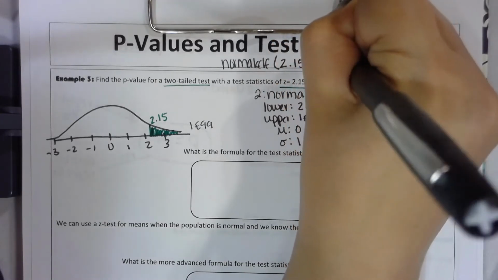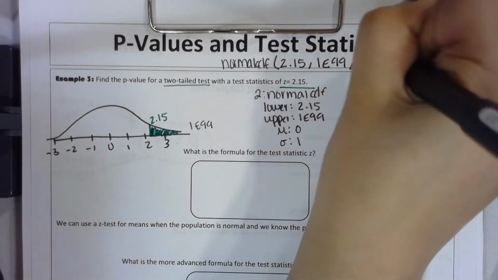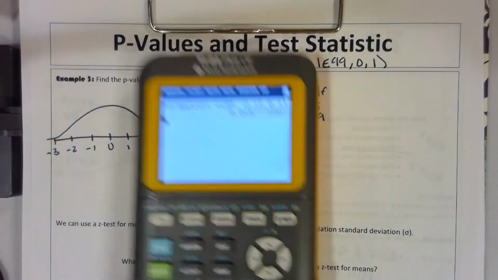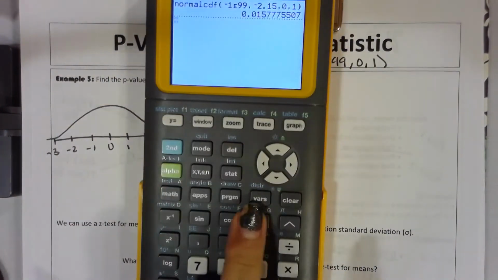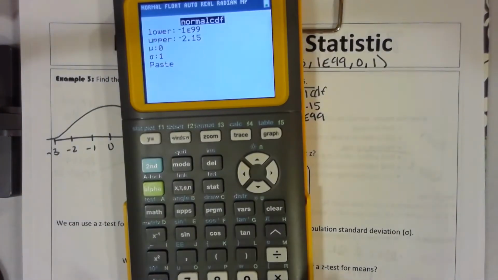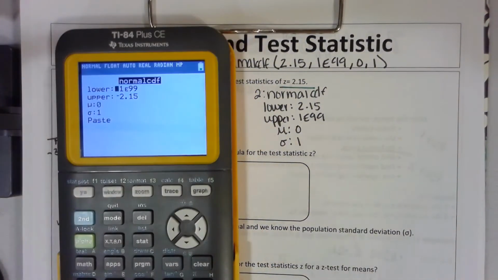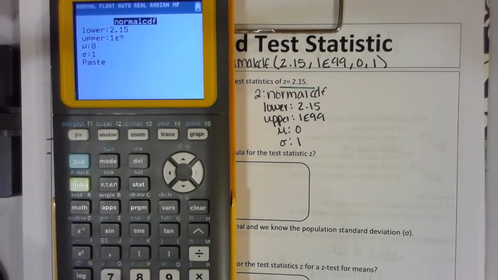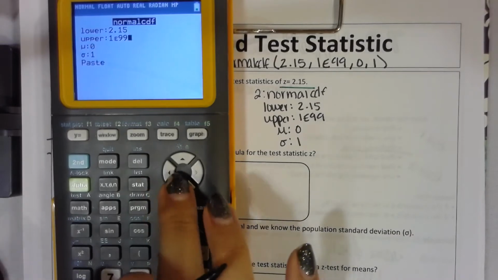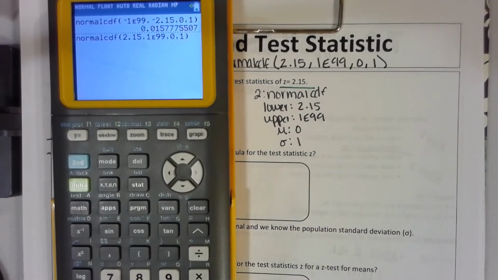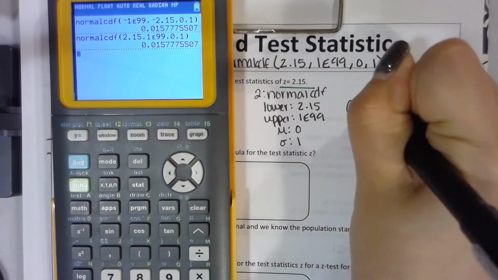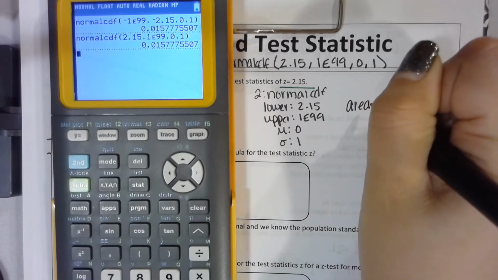But if you remember, it told you right here that if you have a two-tailed test, your p-value is going to be 2 times the area. So then once you have your area, to find your p-value, you got to do 2 times the area, which is going to be 2 times 0.01578, which is going to be 0.03156. So then p equals 0.03156. Bam.